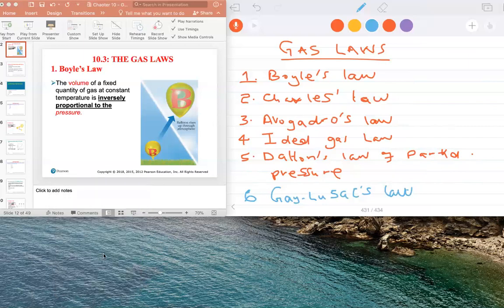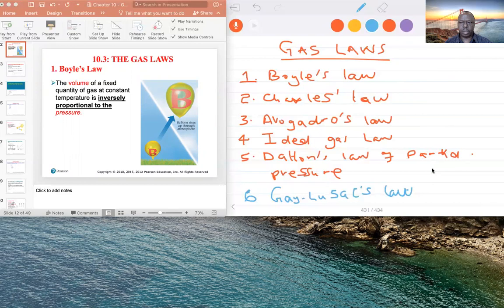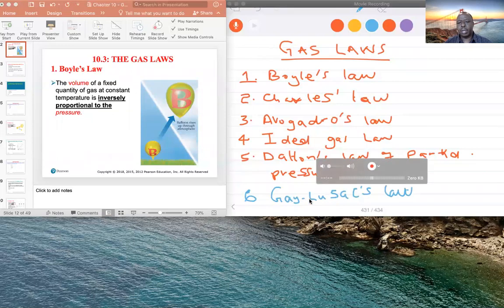I want to get started with the gas laws on my whiteboard. All right, on my whiteboard you'll see that I do have the gas laws lined up for you, which I believe you covered before. One is Boyle's law, Charles's law, Avogadro's law, the ideal gas equation or ideal gas law, and Dalton's law of partial pressure. The last one here is Gay-Lussac's law. It's not covered. That's why I've highlighted that.